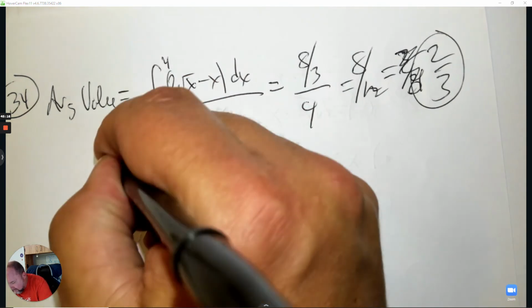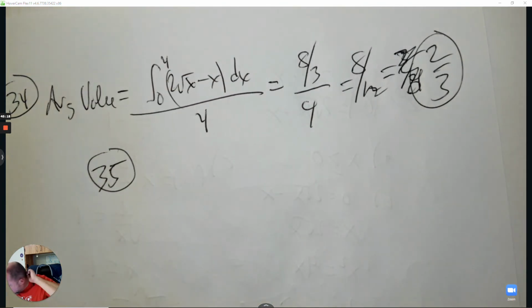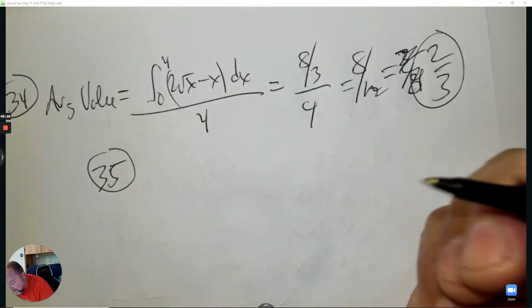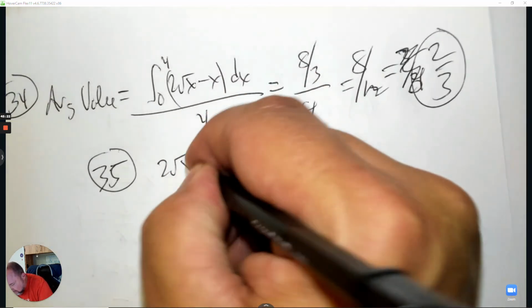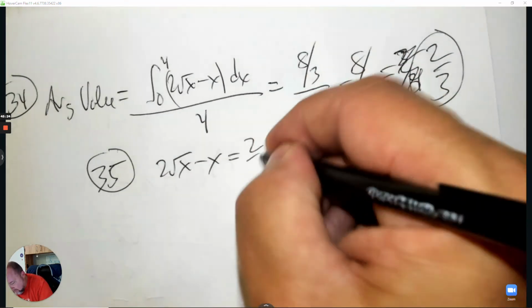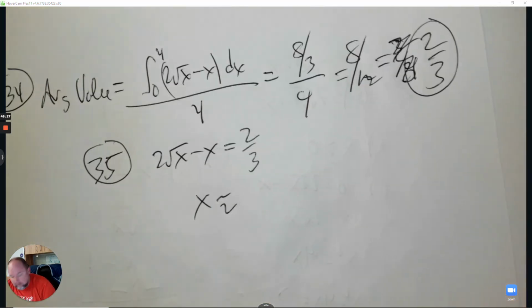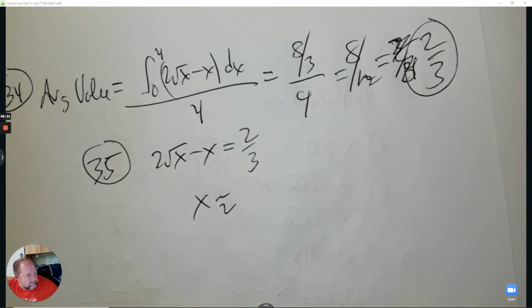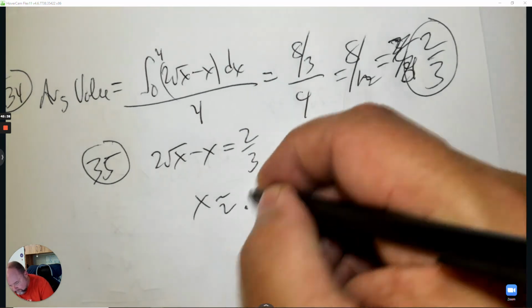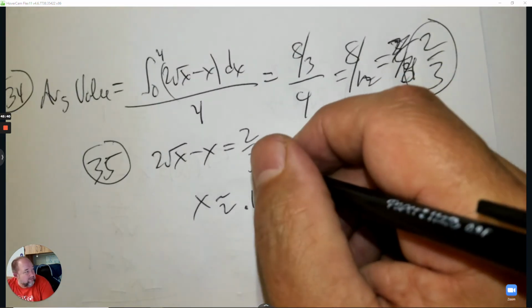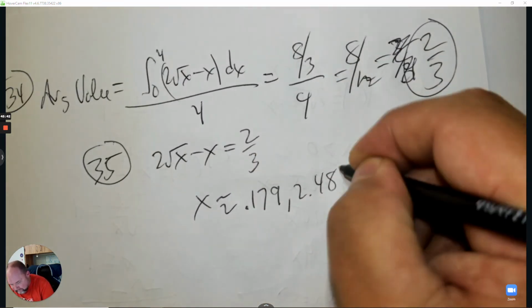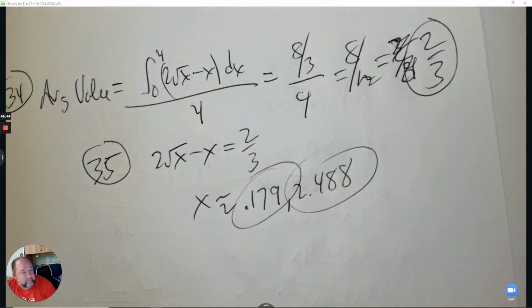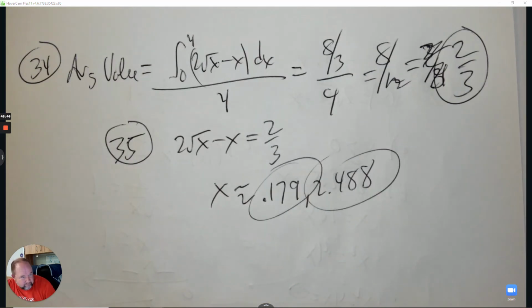35, use a calculator to find the c value where the function equals the average value. So you take the function, make it equal to 2/3, use your calculator, and solve it. And if you did it correctly, you get the answer 0.179 and the answer 2.488. There are two answers where the function equals the average value.